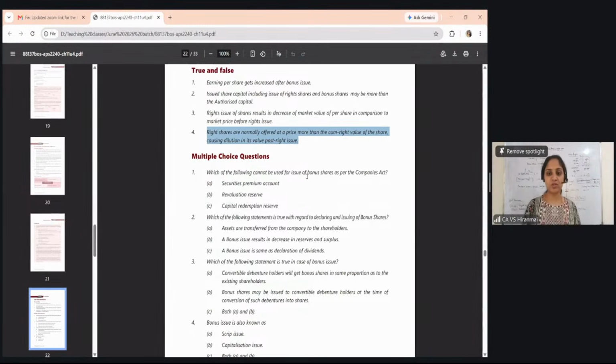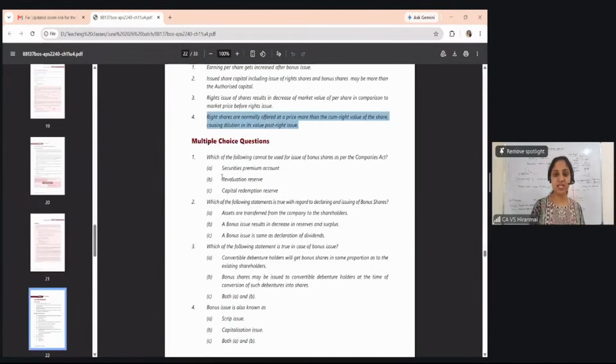Which of the following cannot be used for the issue of bonus shares as per the Companies Act? Here I told you, revaluation reserve. That is the answer. Securities premium and capital redemption reserve, you will use. Which of the following statements is true with regard to declaring and issuing bonus shares? Assets are transferred from company to shareholders? No. Bonus shares result in the decrease of reserves and surplus? Yes. Bonus shares are the same as declaration of dividend? No. So the answer is 2B.